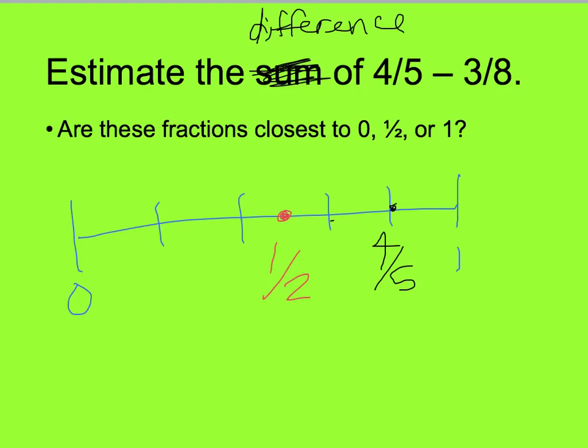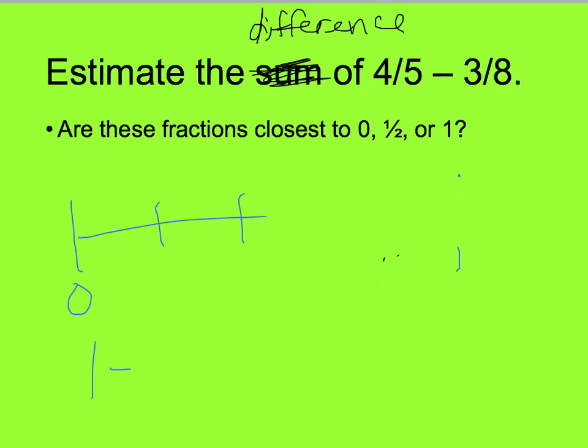Let's look at the distance between the two possibilities. We have from 4/5 to 1 and from 4/5 to 1/2. You can see that this little hump to 1 is shorter than the one that goes to 1/2. So our 4/5, we're going to round up to 1 when we are finding an estimate, and then we're going to have to figure out what we need to round 3/8 to. I realize that we actually used this fraction on the last one, but we're going to go through the estimating process one more time.